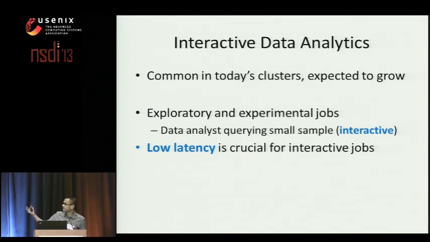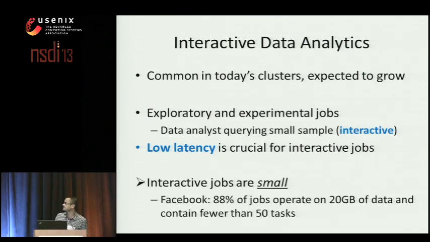And because there is a person waiting and it's interactive, low latency is crucial. And since the job itself operates on carefully selected samples, these jobs tend to be fairly small in size. For example, in Facebook's Hadoop cluster, nearly 90% of the jobs had fewer than 50 tasks in them.